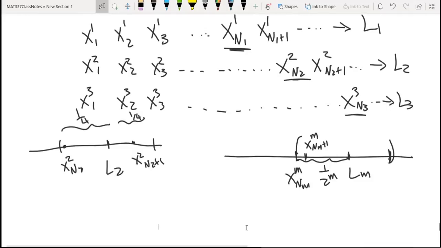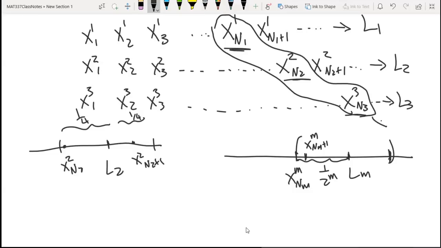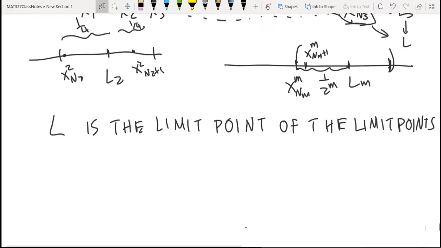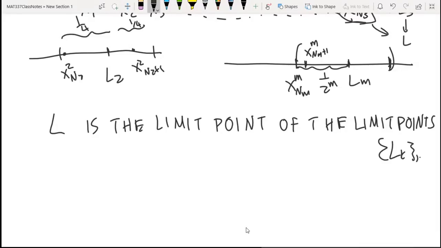So what else am I saying? And yeah, so that we made a choice of a subsequence that converges to the limit point of the limit points. L is the limit point of the limit points LK. Okay, good.